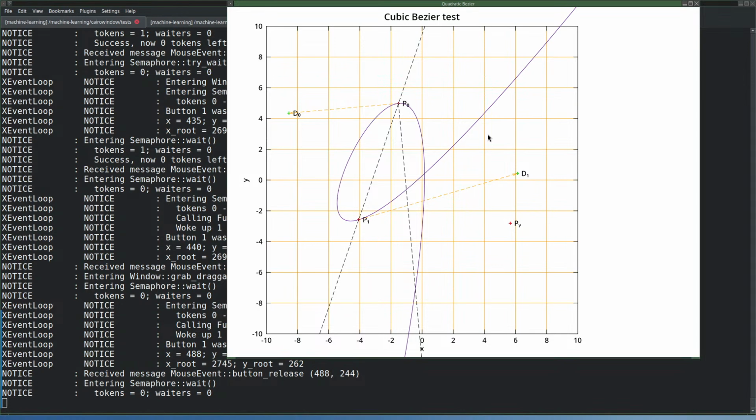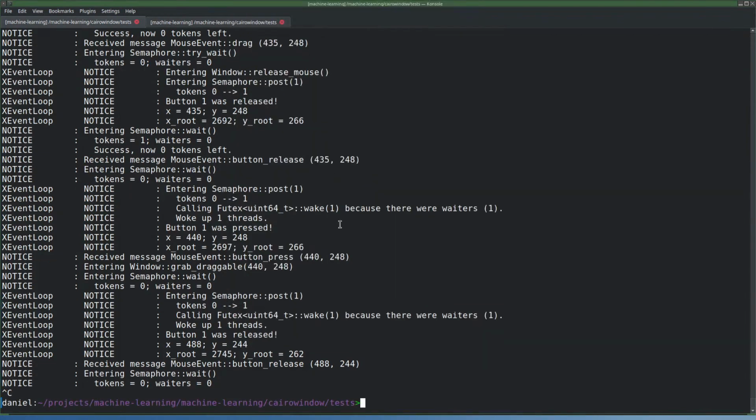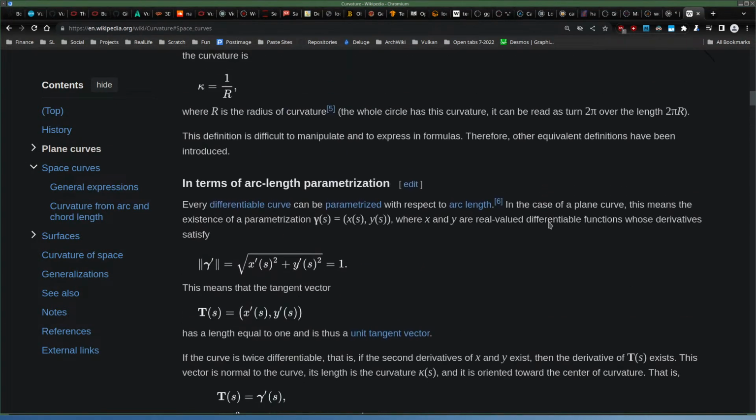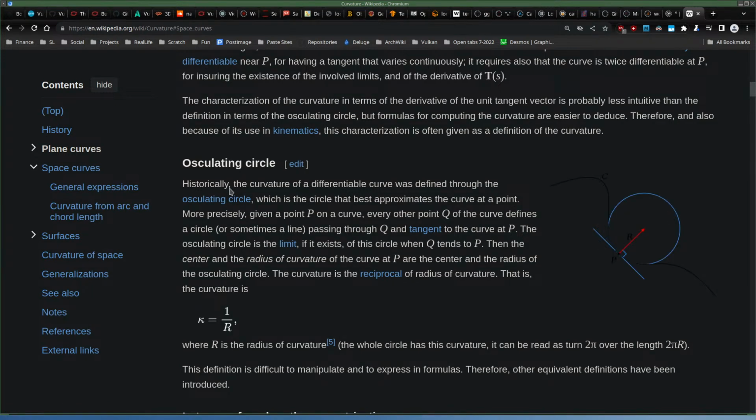But let's go back to the web page. I don't think there's anything to see here that I don't already know. So this is what I want to do. I have a curve, and this one has the same curvature for a long time. But anyway, the curvature at this point equals that of a circle with the radius r, called the osculating circle.